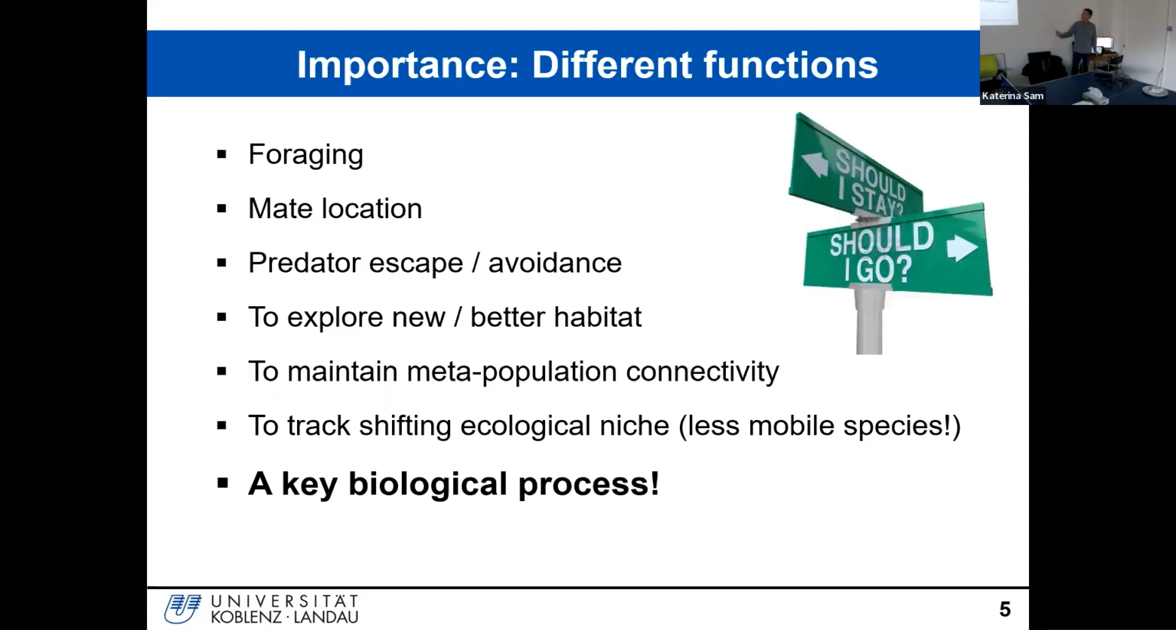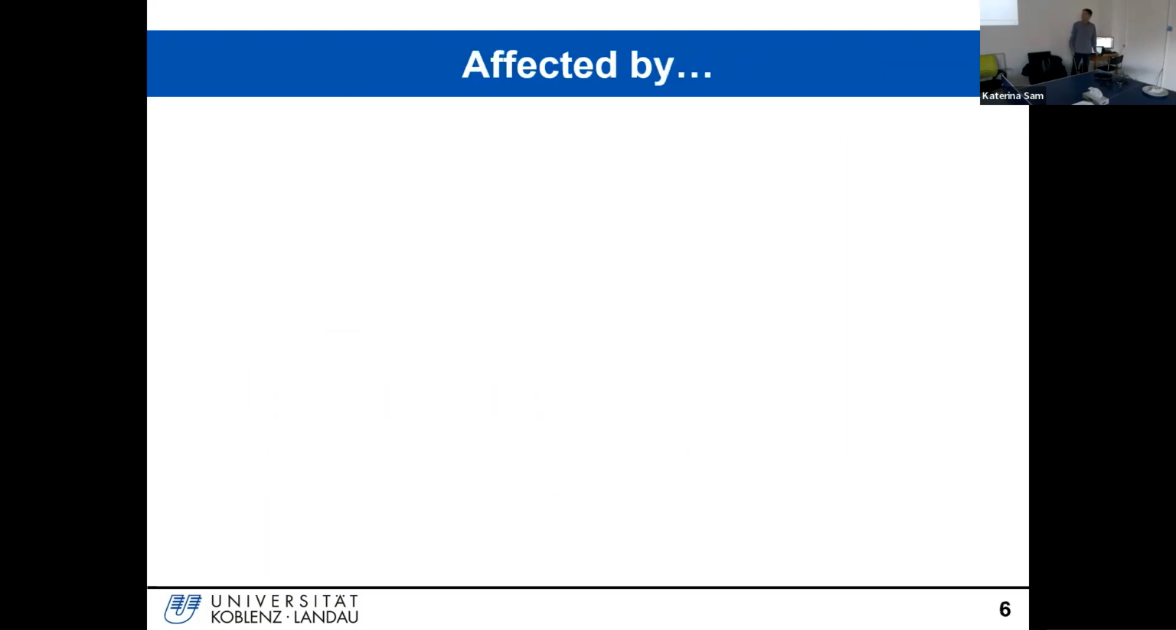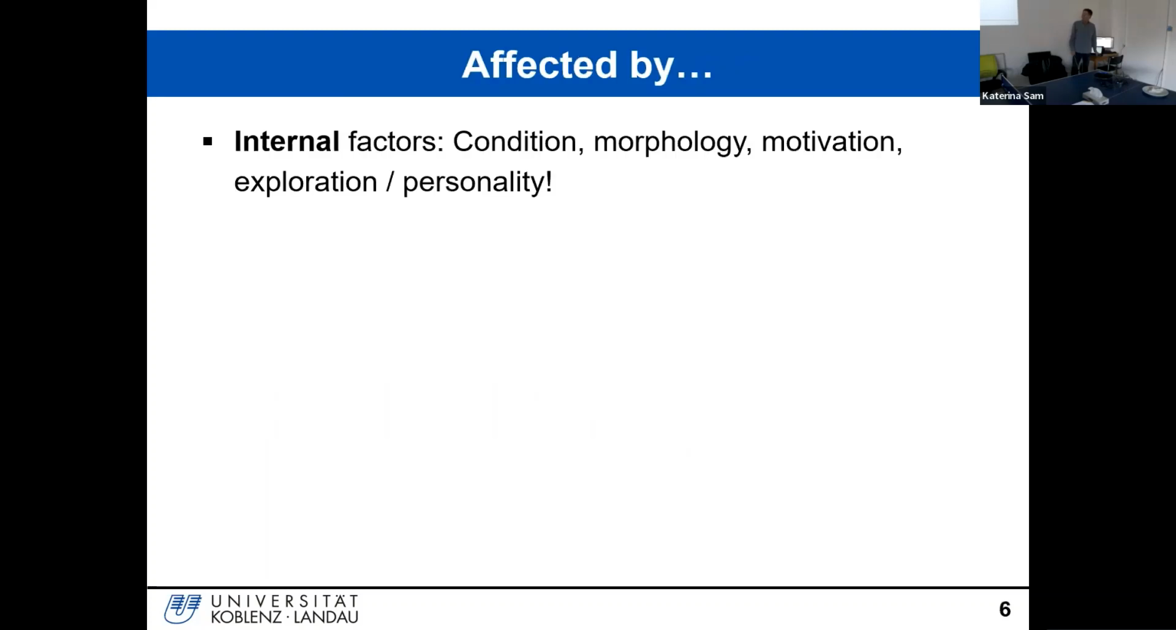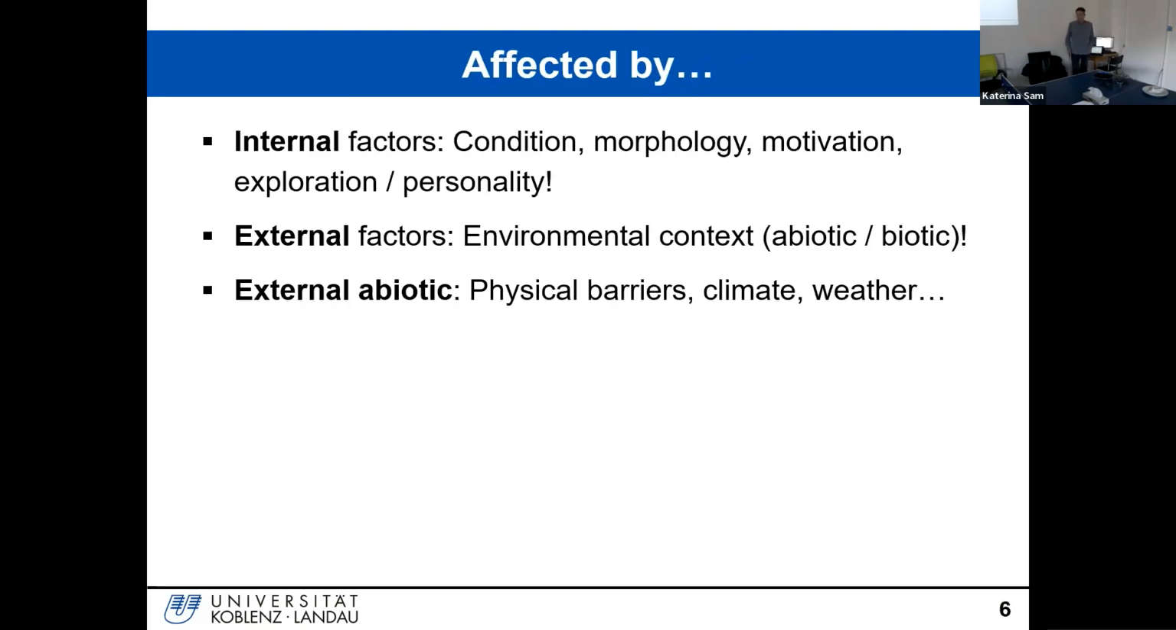And often the question is, should I stay or should I go? And now it is affected by a wealth of different factors. On the one hand, we have the internal factors like condition, body shape, flight ability, the morphology, but also the motivation, the personality. And then we have the external factors, which include the environmental context that can be abiotic or biotic. And the external abiotic factors might be physical barriers, like the sea, a large lake, or a mountain ridge you are not able to cross.